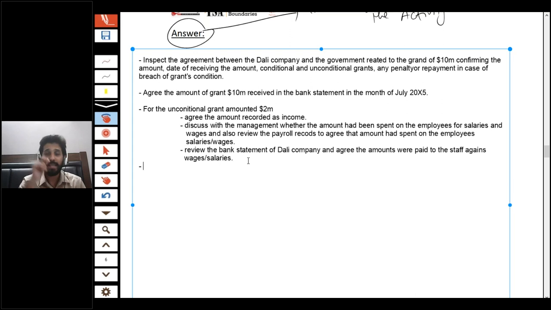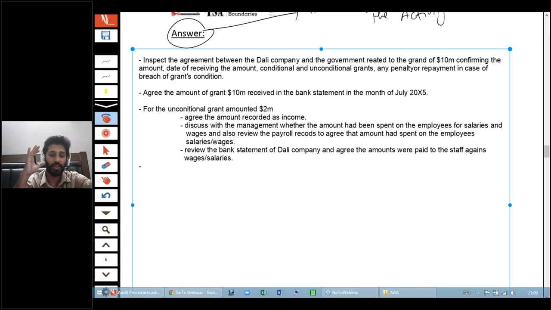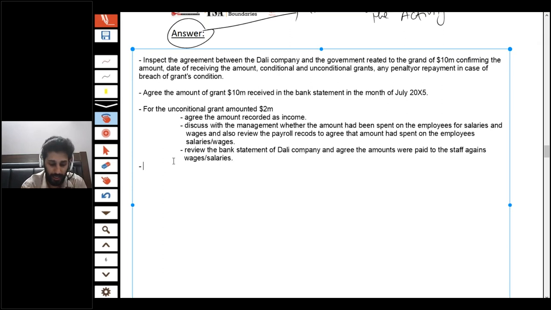And one more important thing, the initial recognition of this should be split between current and non-current liability. The initial recognition should be split between the current and non-current liability, right? So I'm going to write this for the conditional grant. Again, I will be writing the same words for the conditional grant.